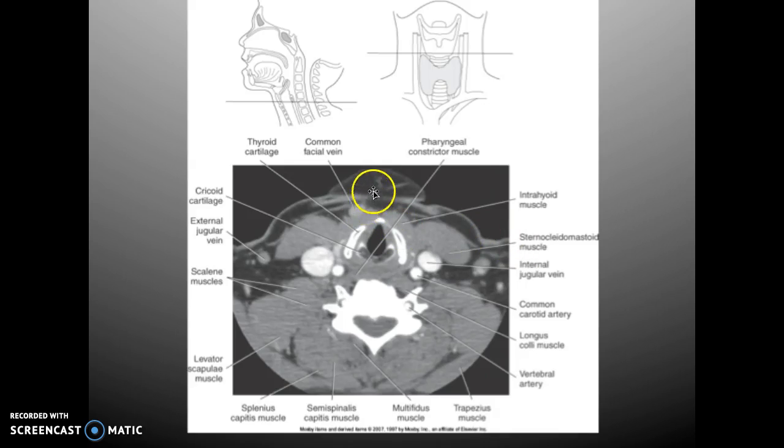Let's see. Here's your common facial vein and your thyroid cartilage. It's not as predominant a V, but it's still there. You have your cricoid cartilage. This is your esophagus, actually right here. What else do I want you to see? Internal jugular, common carotid, and your trapezius.